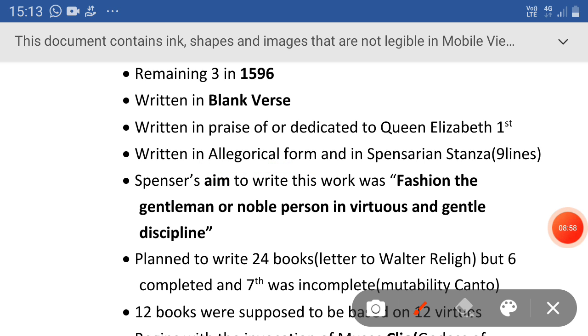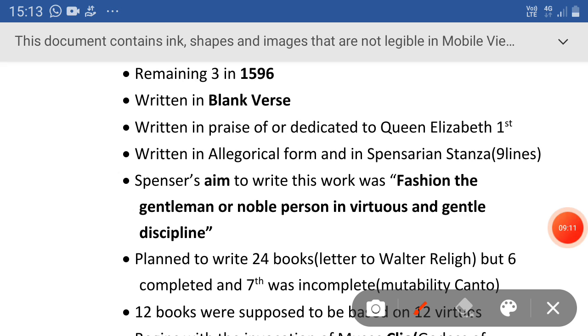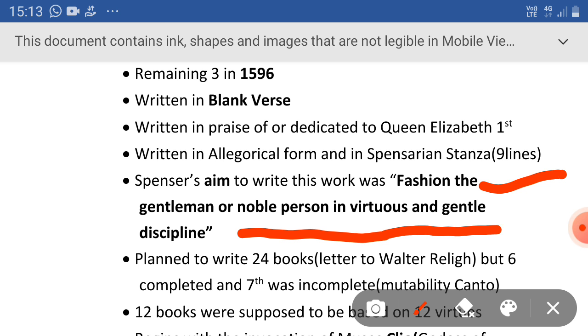And it was written in Spenserian stanza. Basically, Spenserian stanza had 9 lines. And then, Spenser's aim to write this work was, what was the aim, why did Spenser write this work? The aim was to fashion the gentleman or noble person in virtuous and gentle discipline.